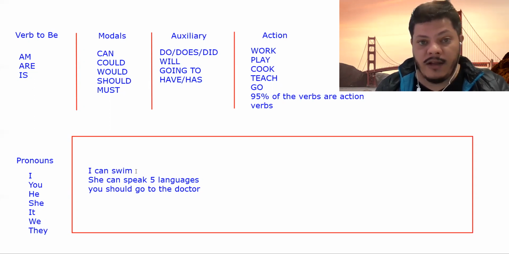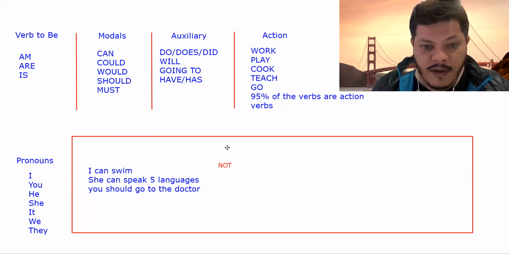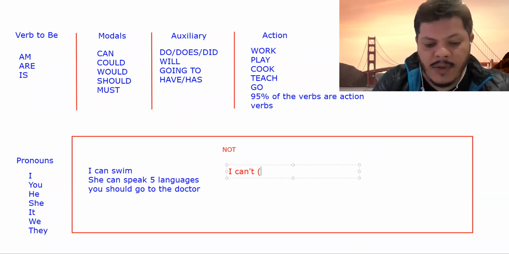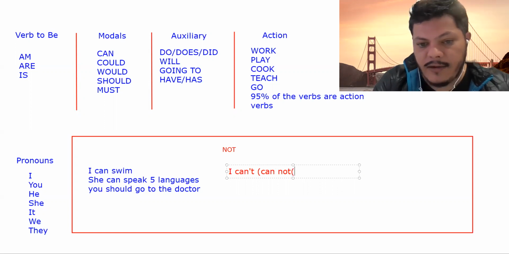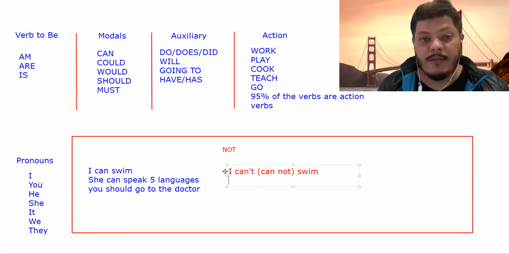So if I have to change them into a negative form, all I need to do, again, is add the word not. So if I have to make a negative, right, I'm just going to use the word not. For example, let me give you an example here. As an example, I could say I can't. And can't basically is the verb can plus the word not, right? I can't swim. You see, I can't swim.